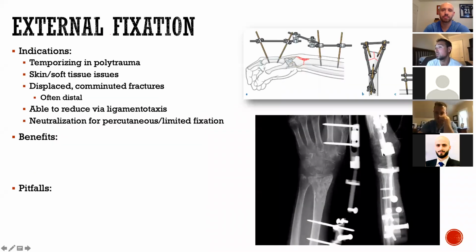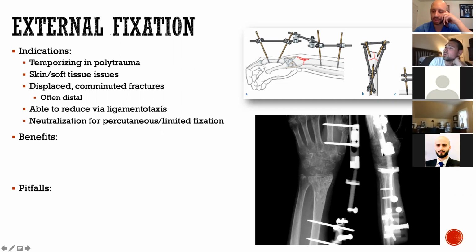External fixation, right? Reasons we use the tried and true X-Fix would be if someone has a polytrauma and you just need to stabilize them fairly quickly. If the skin or soft tissues in the area of the wrist are compromised and you don't want to put incisions or hardware there. You would use these often if they're very displaced or comminuted and you just need to distract the joint surface to get them to heal.